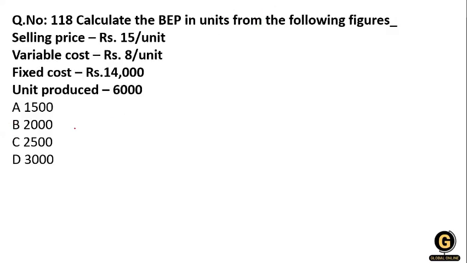Okay. Now, next question. Calculate the BEP in units from the following figures. Selling price is rupees 50 per unit. Okay. The variable cost is given, the fixed cost is given, and the units produced are given. So we have to calculate the break-even point. What is the formula of the break-even point? You know that it is fixed cost divided by contribution per unit.